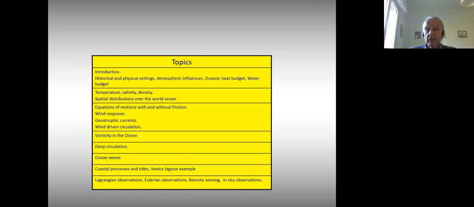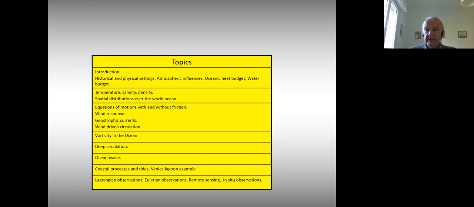Then I will be mentioning deep circulation. Very little about ocean waves, which will be talked about later on in the next part of the course. Then I'll be talking about coastal processes and tides, and I will be presenting these problems a little bit using the Venice Lagoon example, which is one of the classical examples of how to deal with and how to address the coastal processes and how these coastal processes are influenced by, for example, climate change and this kind of stuff.